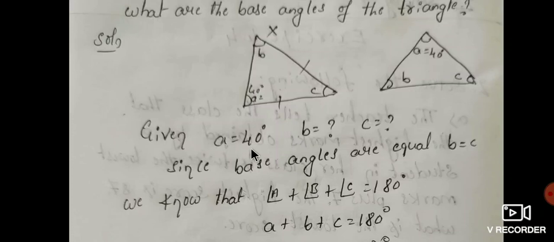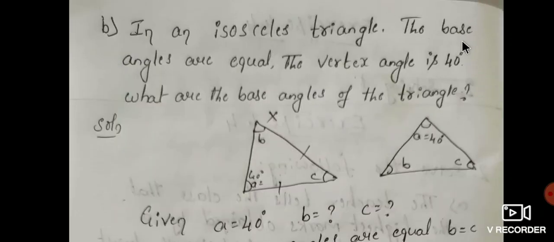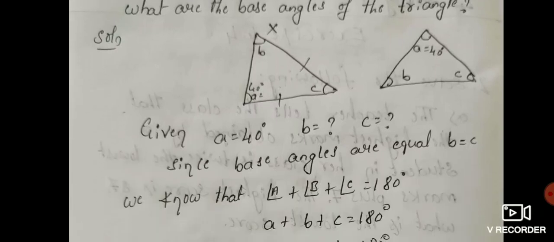Given angle A is equal to 40 degrees, but they didn't give the value of angle B and angle C. Since base angles are equal, as given in the condition, in an isosceles triangle the base angles are equal, so B is equal to C, or C is equal to B. We know that the sum of the three interior angles of a triangle is equal to 180 degrees. That is angle A plus angle B plus angle C is equal to 180 degrees.